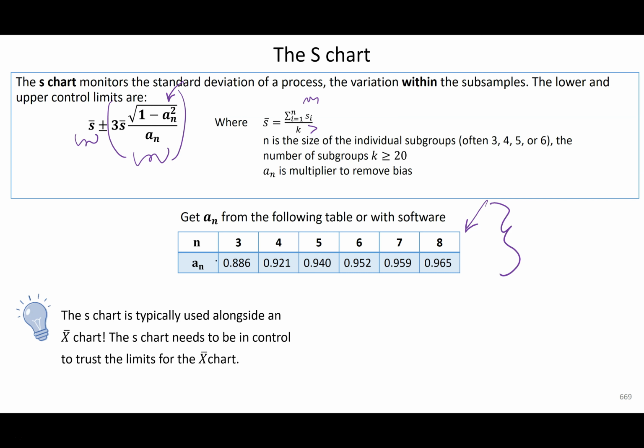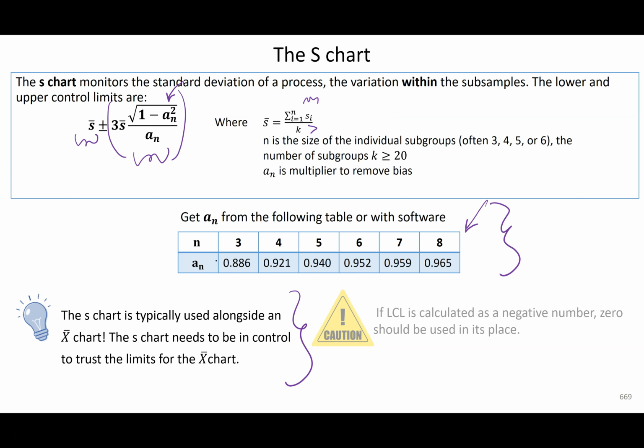So we often will use the S chart alongside the X bar chart. In general, if the S chart doesn't look good, you can't trust the X bar chart. So if your S chart is not in control, you probably shouldn't trust using your sample standard deviation to estimate the bounds for the X bar chart.